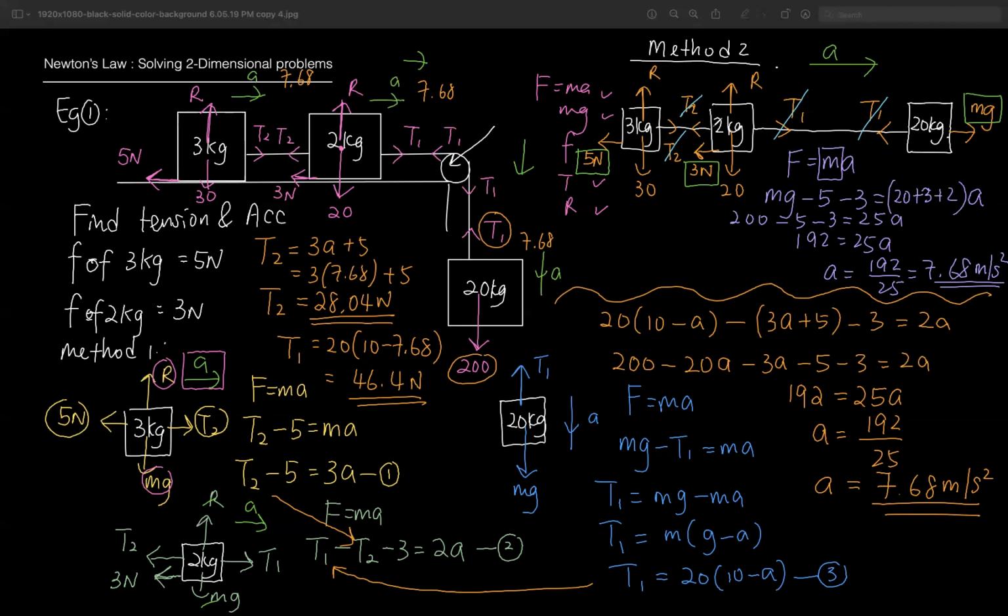But this is only to find acceleration. If the question asks you to find tension, you need the free body diagram. So that means either you use method 2 to find the acceleration and then draw the free body diagram just to find the tension, or you can straight away use method 1. Because after you get the acceleration from method 2, to find the tension, you're going to draw the free body diagram as well. This one just makes it easier to find the acceleration.